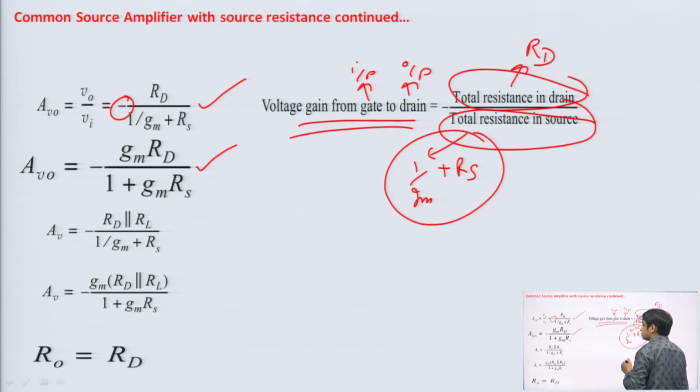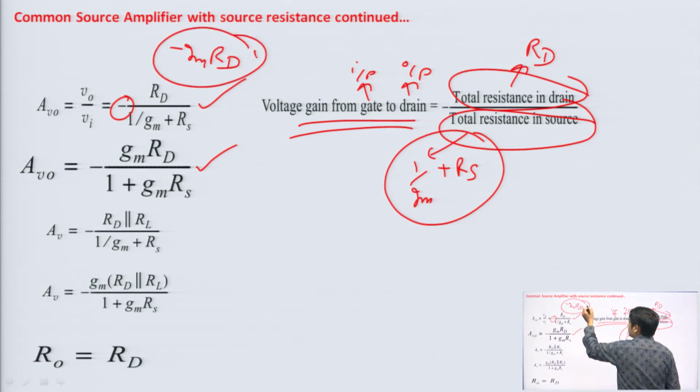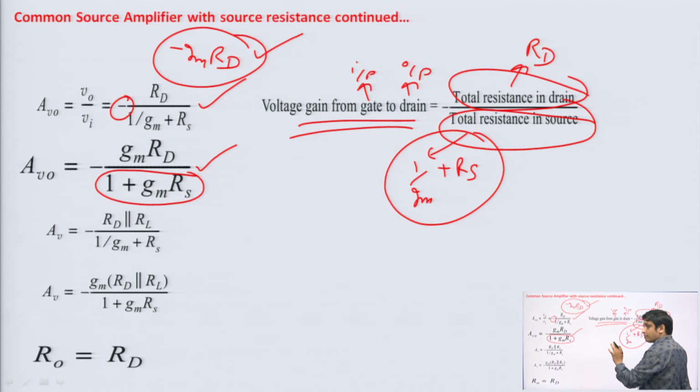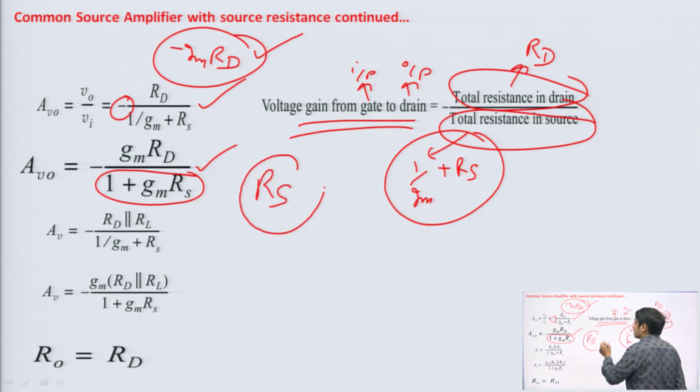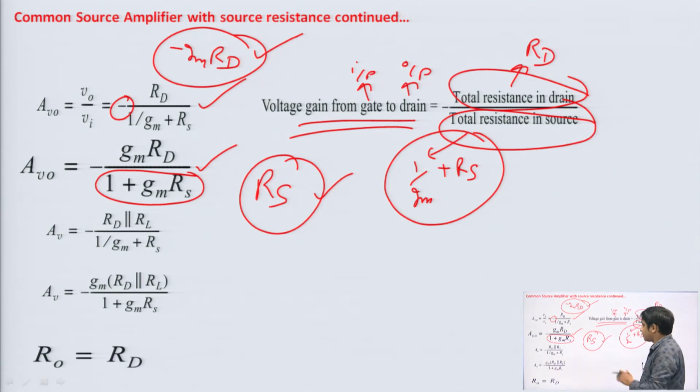There is one important conclusion. Without source resistance the voltage gain, which we found in the last class, was minus Gm into Rd, but with source resistance it is reduced by the factor 1 plus Gm Rs. That is the drawback of the source resistance Rs connected at the source terminal, as we had seen in the common emitter amplifier with emitter resistance. But the advantage is that this Rs provides negative feedback that stabilizes the drain current, and that is important.